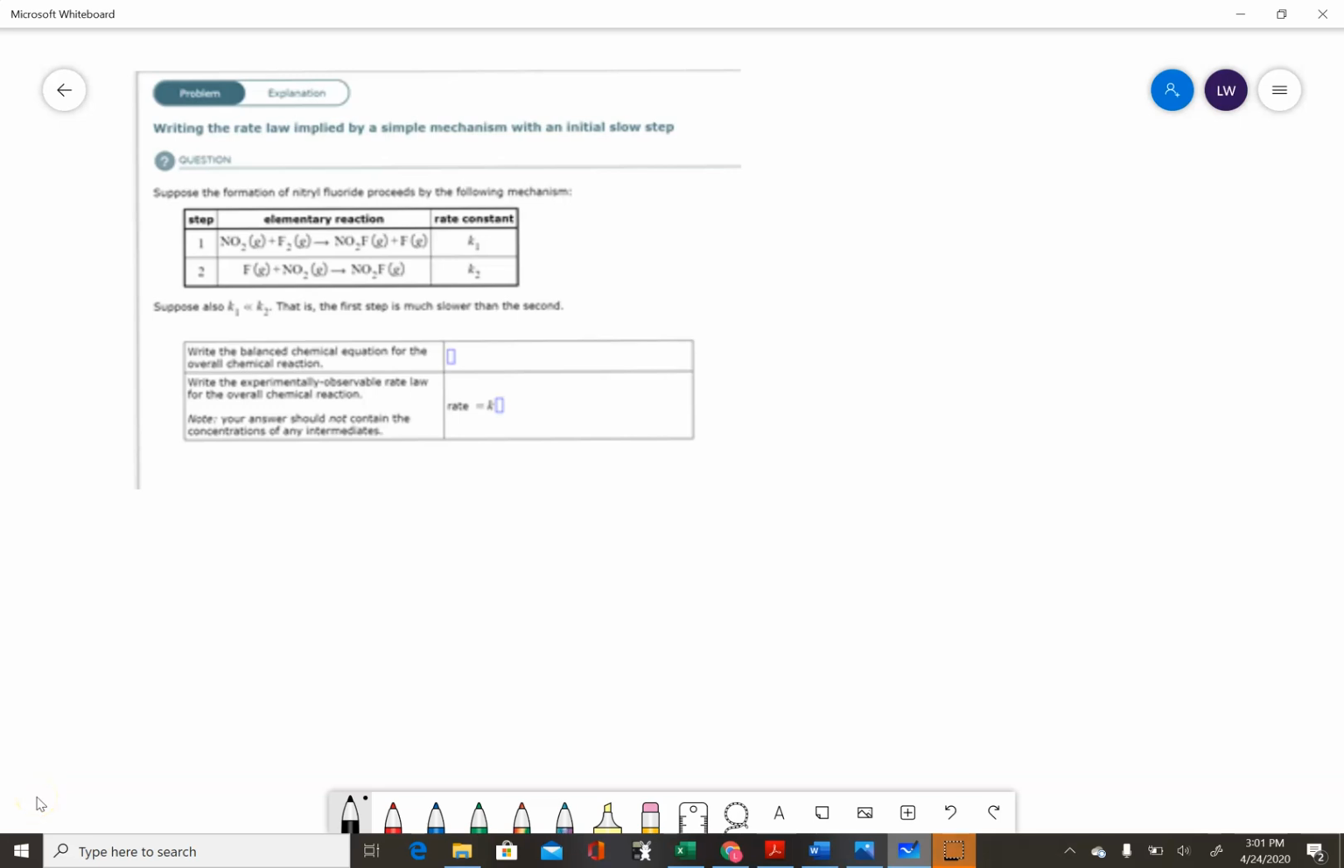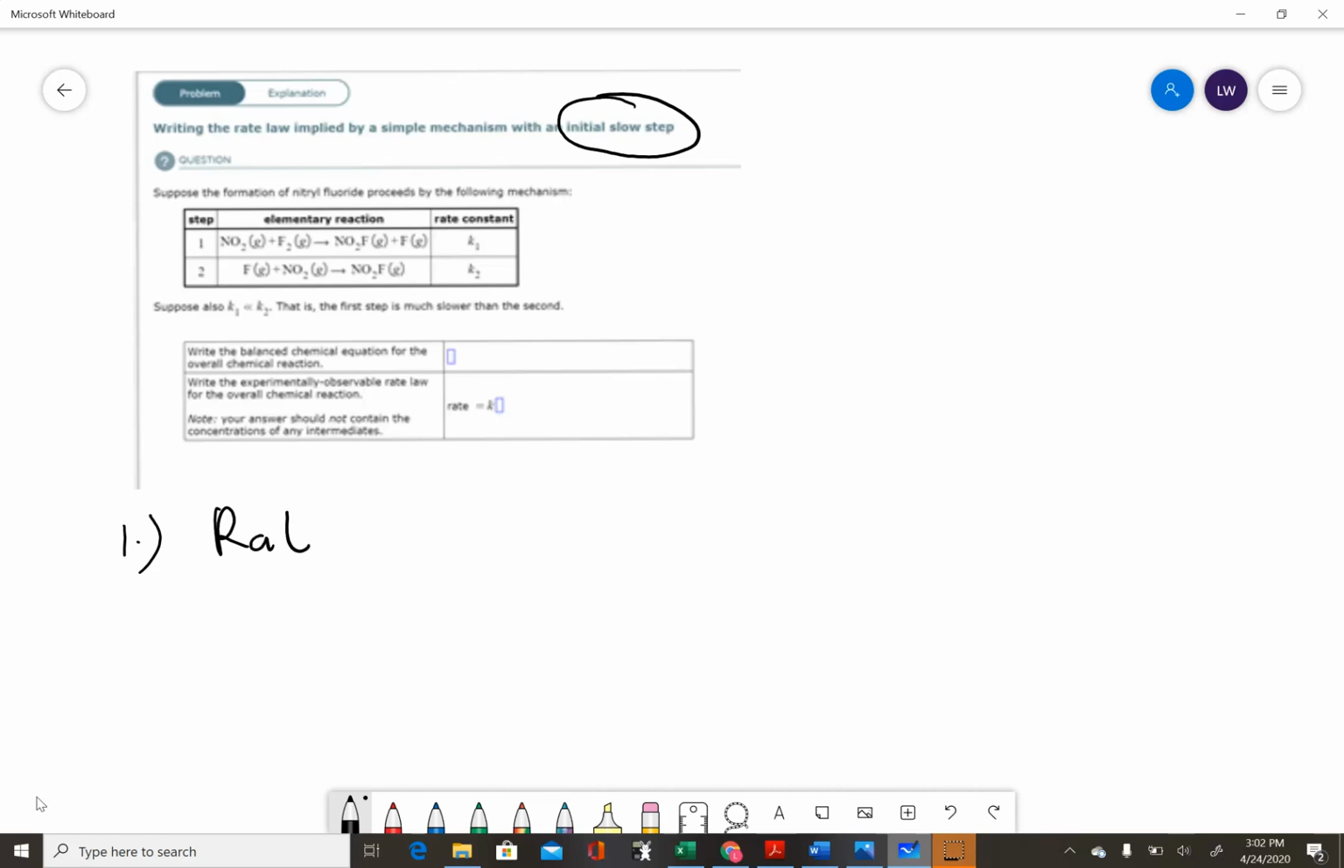So in this problem, we're going to write the rate law implied by a simple mechanism, and this mechanism has a slow first step. The important thing to keep in mind when we look at a mechanism like this is that the rate law can be deduced from the elementary reaction. So for the first one, we can see that there is one NO2 and one F2 as the reactants.